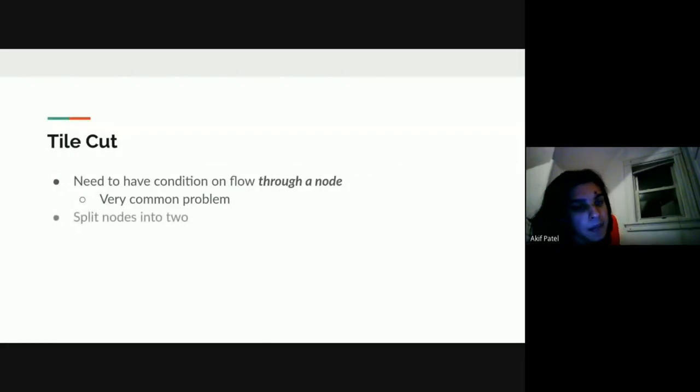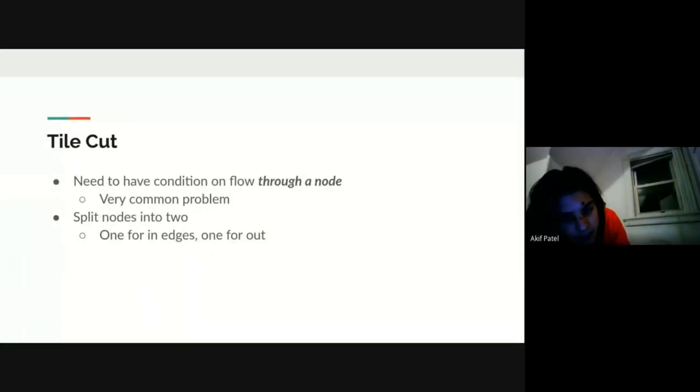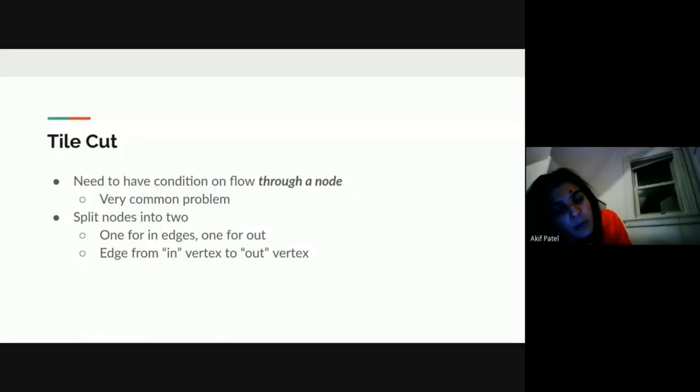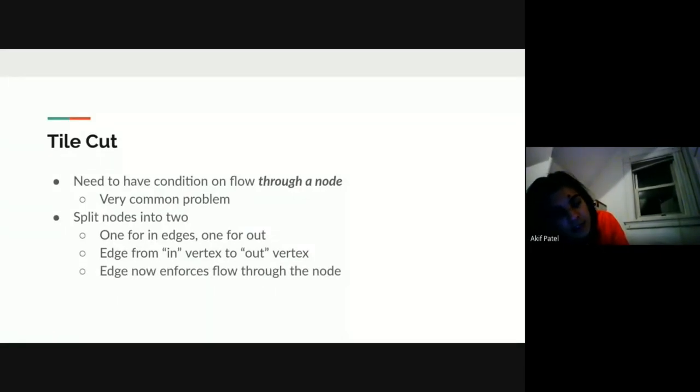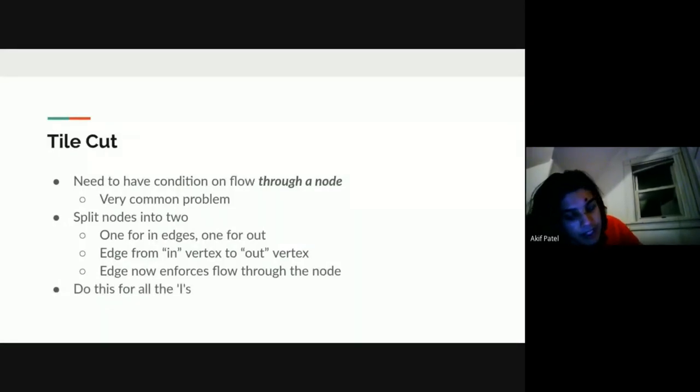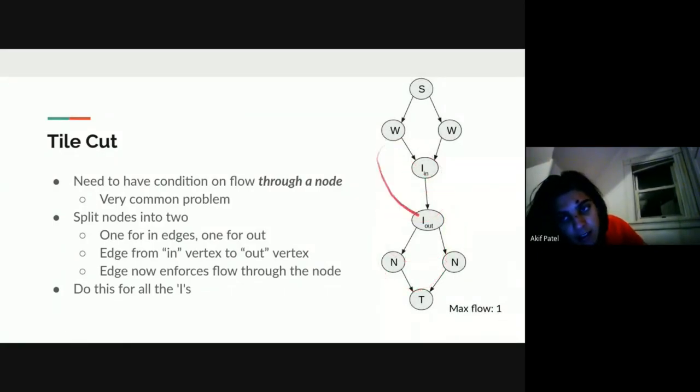And the way you solve it is by splitting the node into two nodes. One side of the node is only for in edges, and one side is only for out edges. And in the middle, you have an edge from the in vertex to the out vertex with the capacity that you want. That edge enforces the flow through that node. That gives us our solution here, which is to do that for all the I's. So instead of a single I, you have an I in and an I out, and you can only have one flow through it. So each I can only be used once. Any questions?